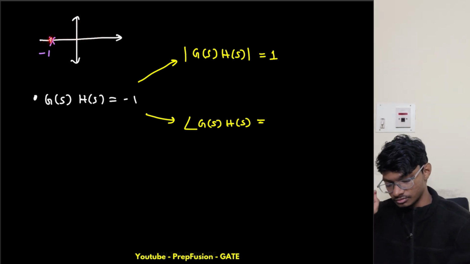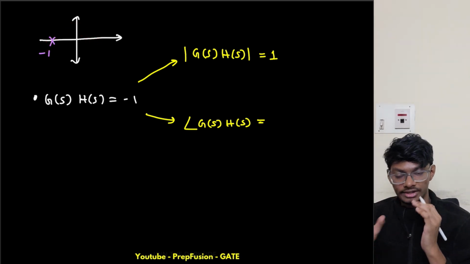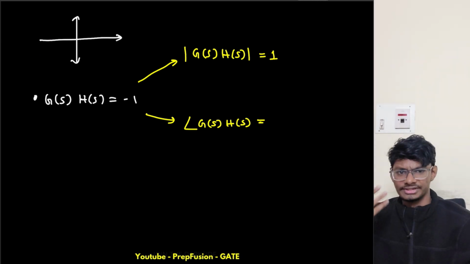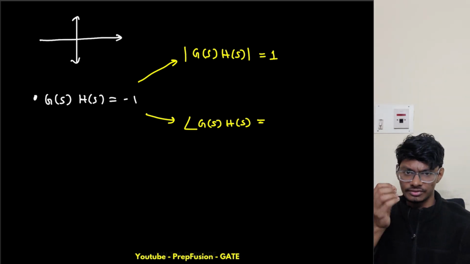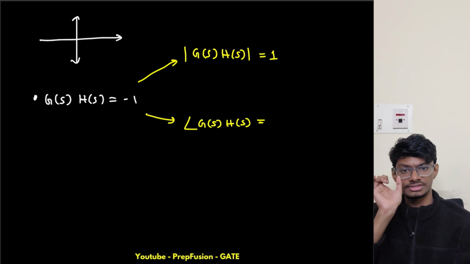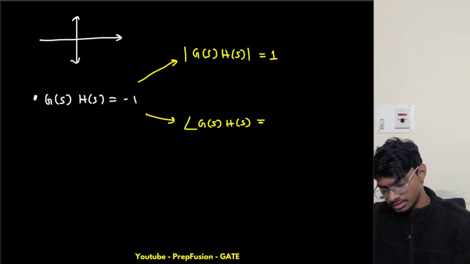You can't say 0. If you say 0, you are going from this direction. No, you have to go from this direction. So if you go from this direction, we have to rotate a full 180 degrees. So you can call it plus minus 180 degrees, right? Generally we say it as 180, or you can say plus minus 180, same. You go clockwise or anti-clockwise, it doesn't matter, you're reaching the same point. So basically this angle of g of h of s will be plus minus 180 degrees.